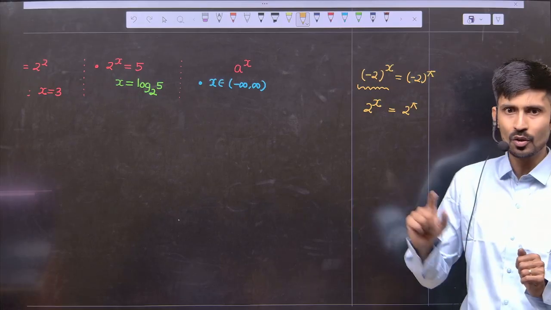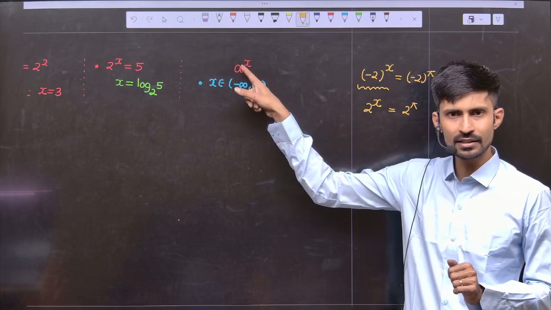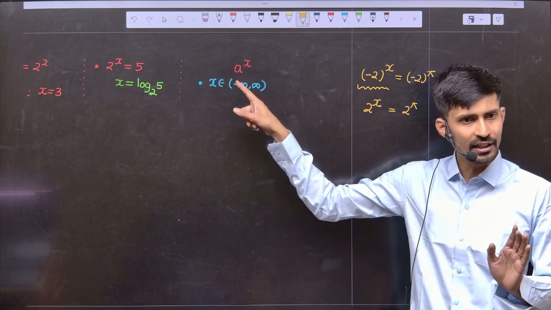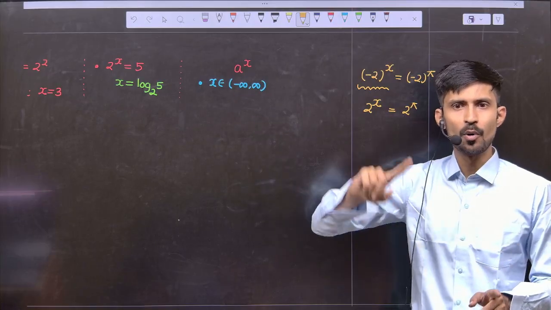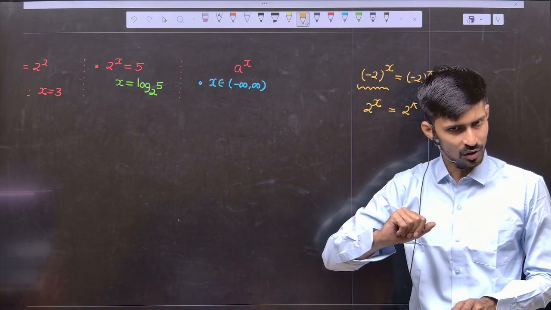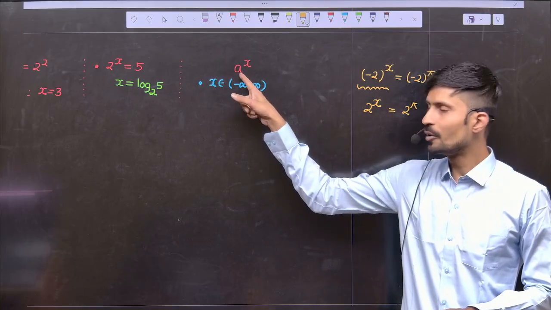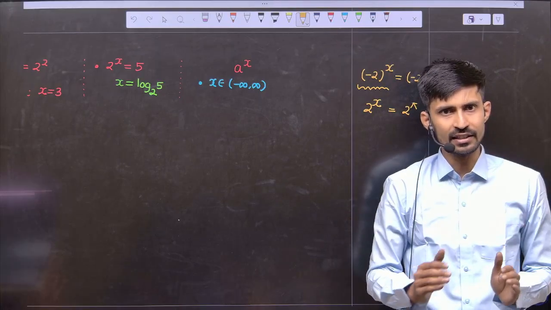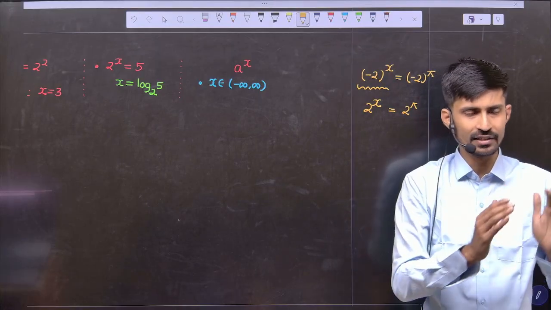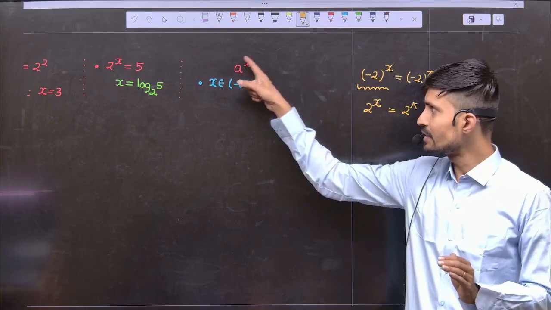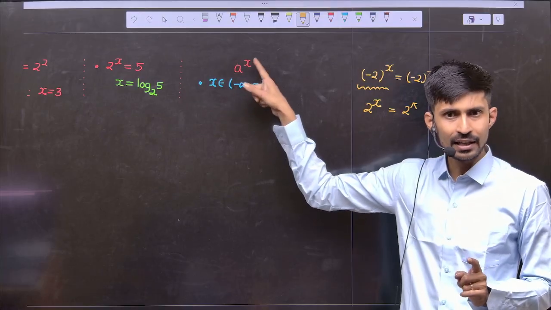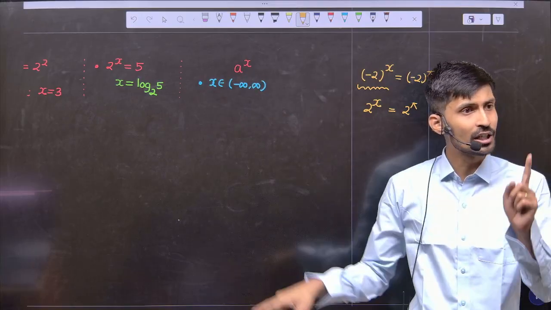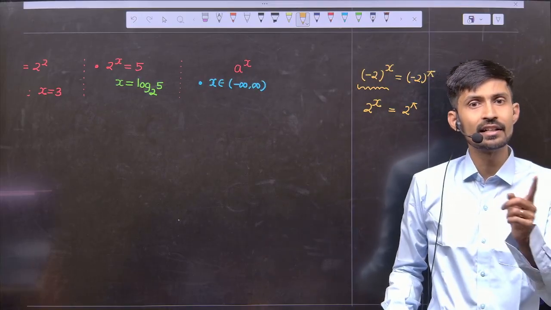So we don't study a raised to x for negative a. You only study a raised to x for positive a. So a cannot be negative when we are studying it as a system. Separately we can study it. But when we are studying it as a system, we say x can be any number between minus infinity to infinity, and a should only be positive. Positive means greater than 0.